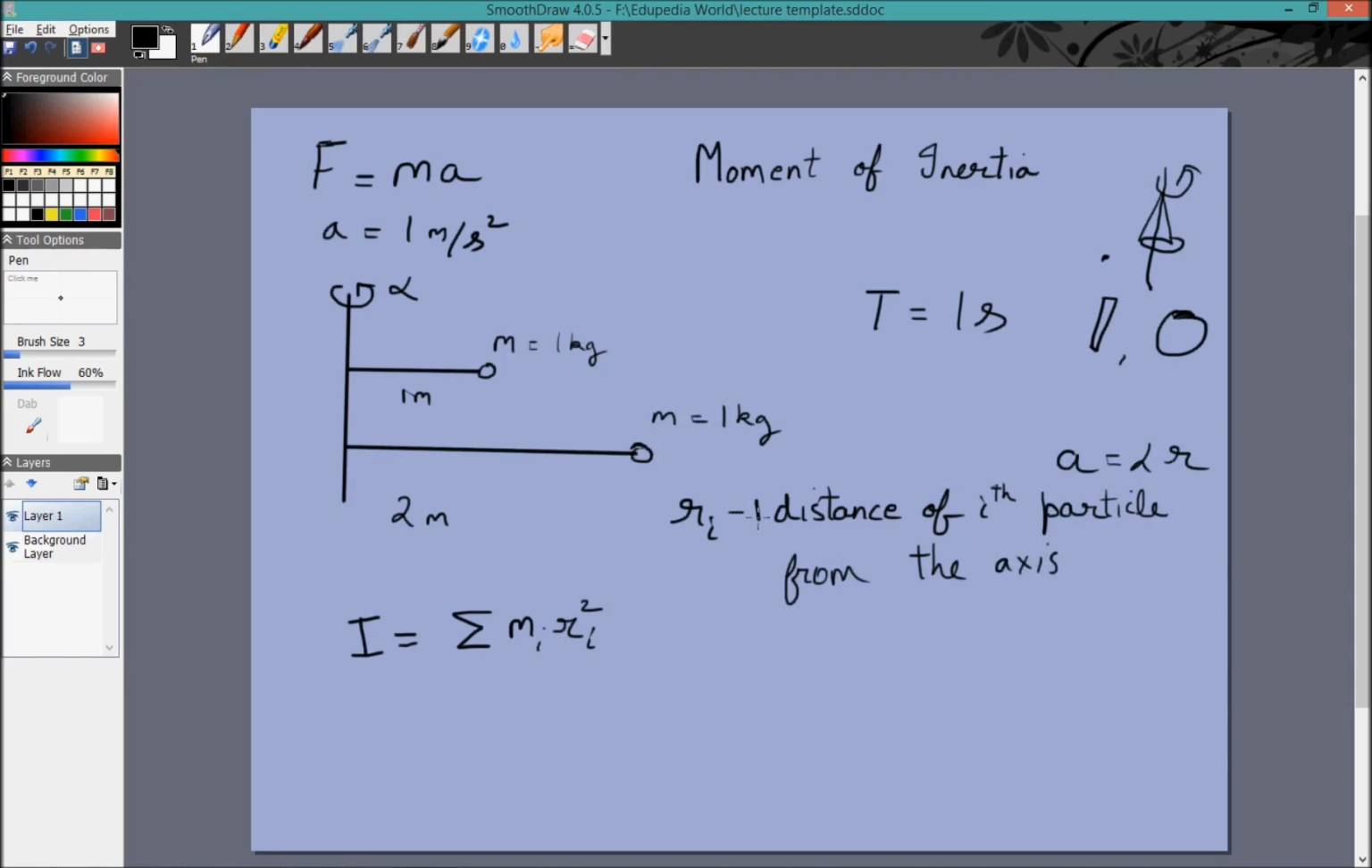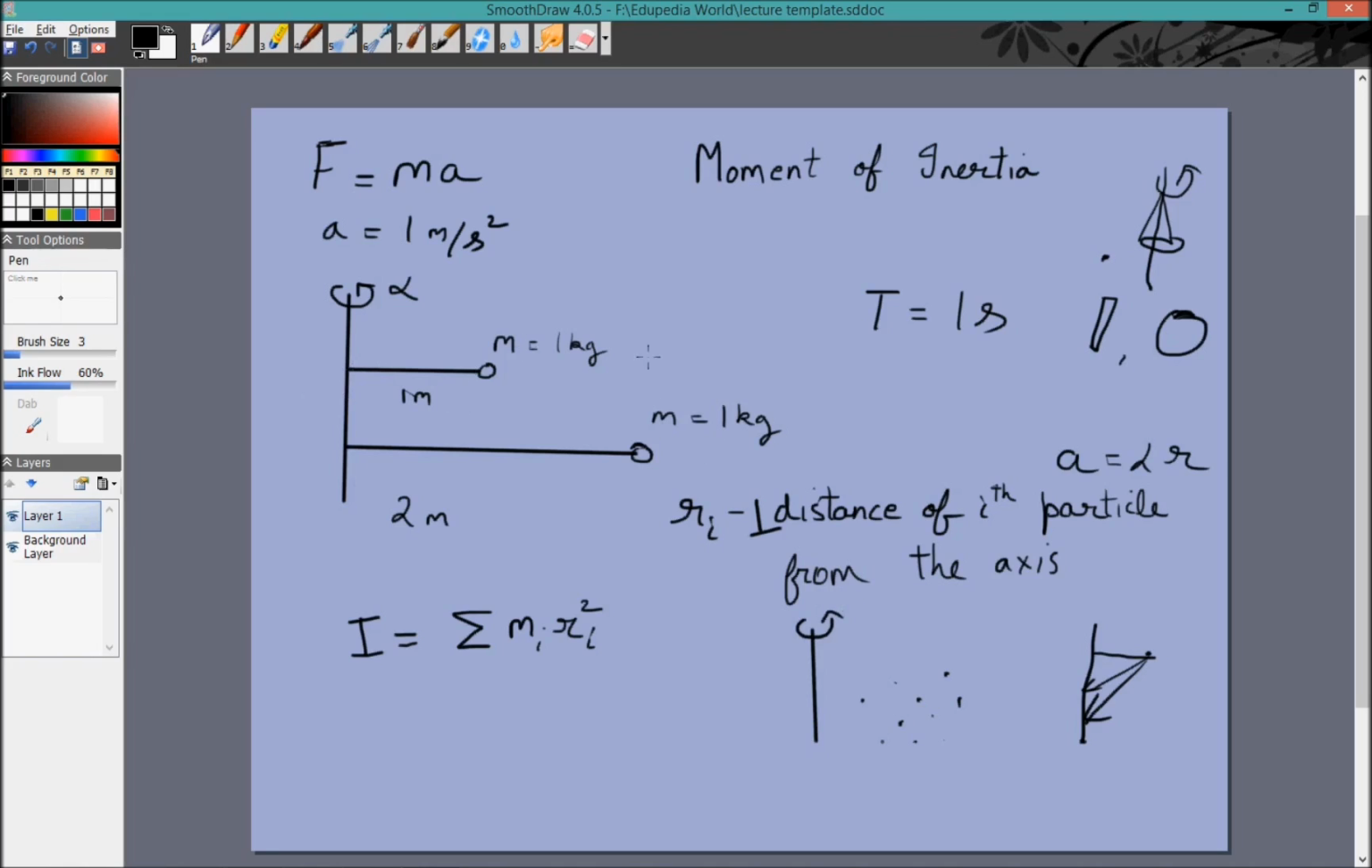It's actually the perpendicular distance from the axis. For example, if this is an axis and this is an object, we'll take this to be r_i, not this or this, right? So the perpendicular distance of the ith particle from the axis. So we have, let's say, a collection of many discrete particles, and we wanted to calculate the moment of inertia about this axis.